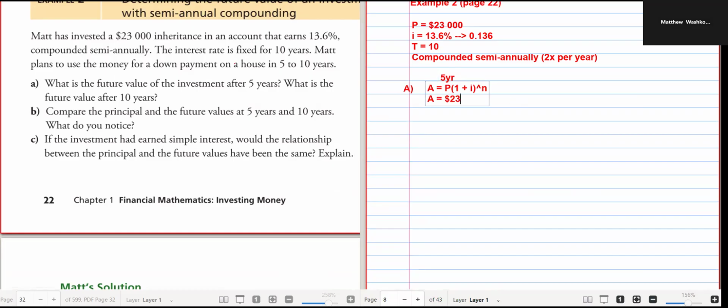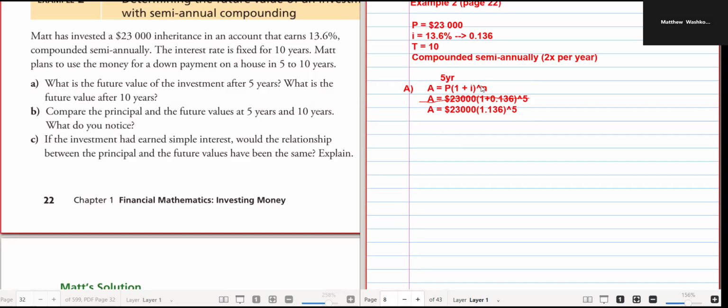My principal was $23,000. 1 plus I, 0.136 to the power of 5. Now, you could at this point save yourself a step. A lot of the times from this point forward, I'm going to skip this middle step. It's 1.136. So a lot of times from this point onwards, I'm going to skip this step, okay? So just be aware of that. I'm doing that step automatically.